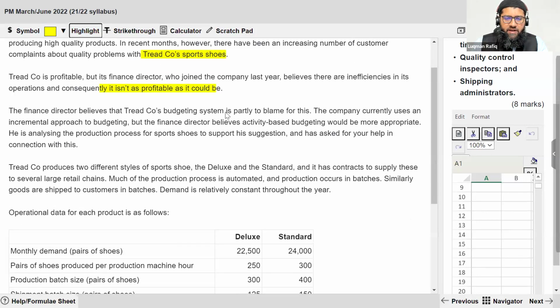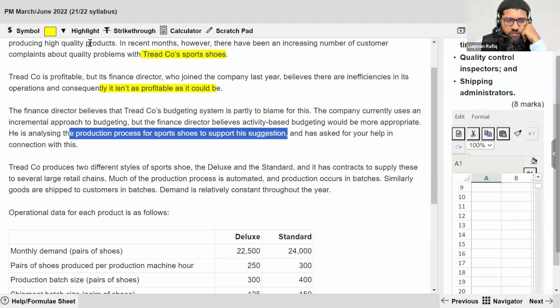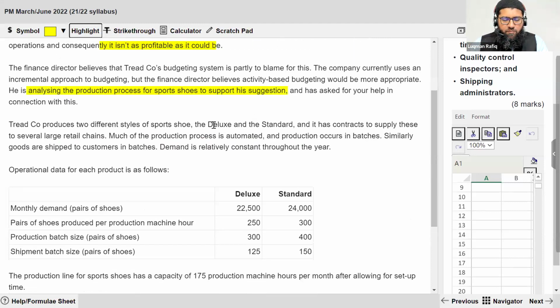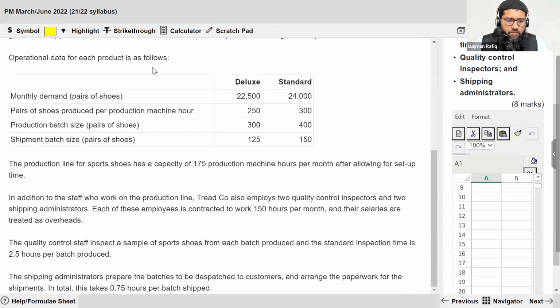The finance director believes Trade's budgeting system is partly to blame for this. The company currently uses an incremental approach to budgeting, but the finance director believes activity-based budgeting would be more appropriate. He's analyzing the production process for sports shoes to support his suggestion and has asked for your help in connection with this. Trade company produces two different styles of sports shoes, the deluxe and the standard, and it has contracts to supply these to several large retail chains. Much of the production process is automated, and similarly goods are shipped. These are the details.